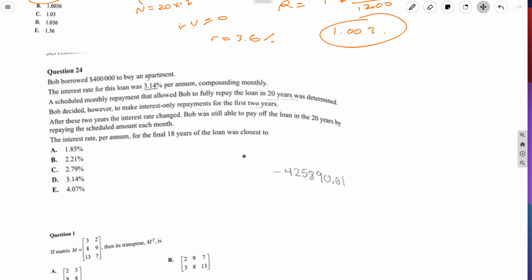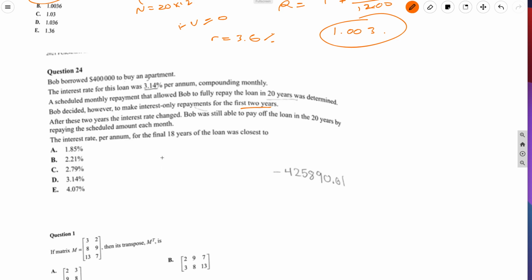Then Bob borrowed $400,000 to buy an apartment. The interest rate for this loan was 3.14% per annum compounded monthly. A scheduled monthly repayment that Bob will repay fully in 20 years was determined. Bob decided, however, to make interest-only payments for the first 2 years, so we've got to split it. After these 2 years, the interest rate changed. Bob was still able to pay off the loan in the 20 years by repaying the scheduled amount each month. The interest rate per annum for the final 18 years of the loan was what?